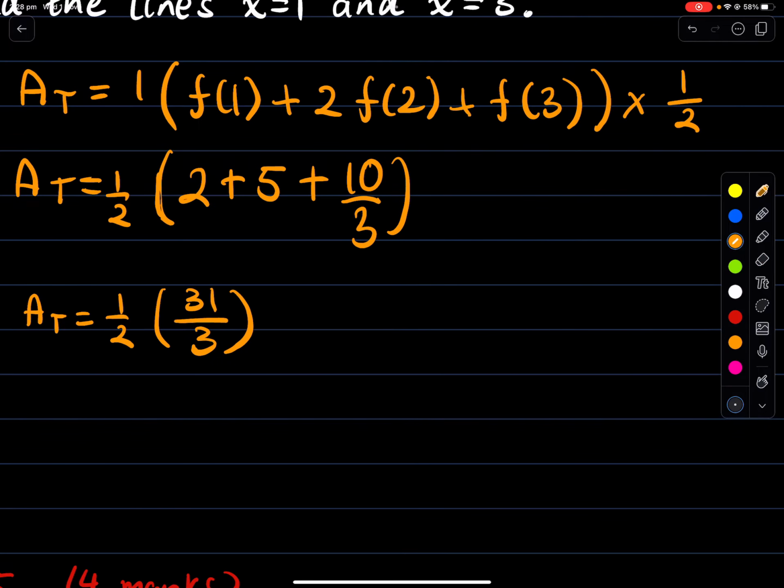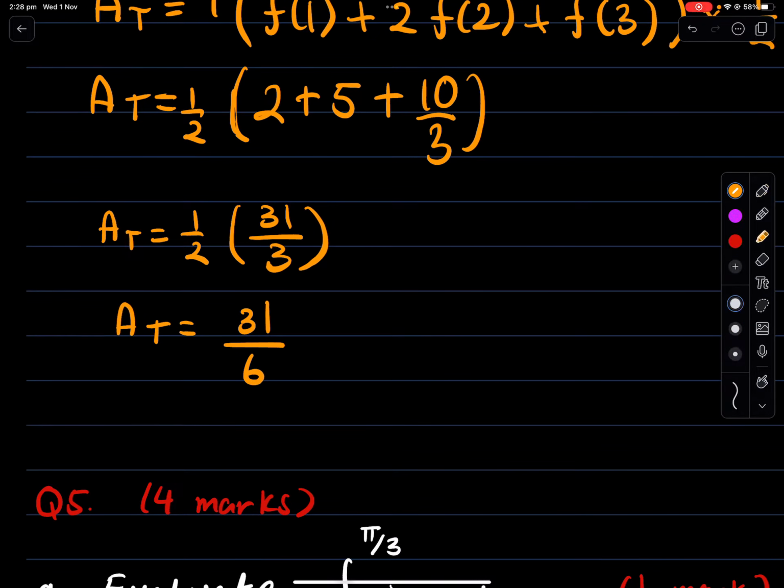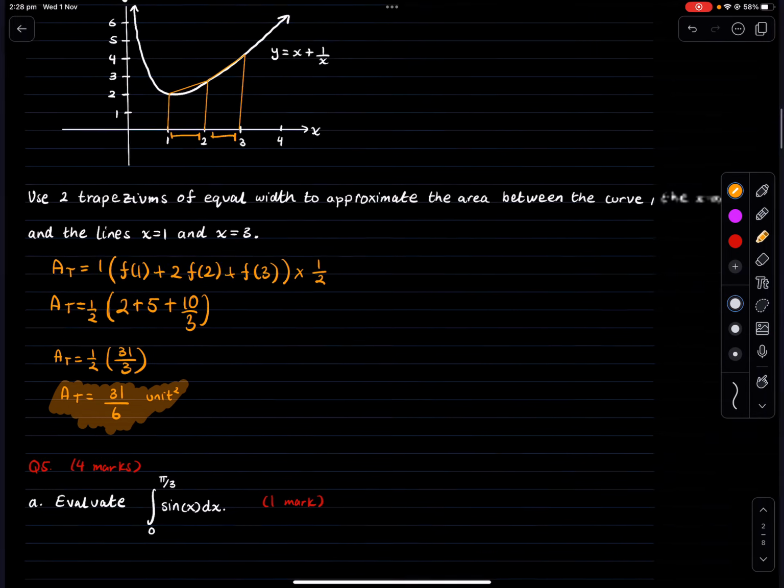Okay. And so A on T is 31 on 6. That's your actual solution. That's your area. We'll write units squared. Perfect. Done. Hope that's right.